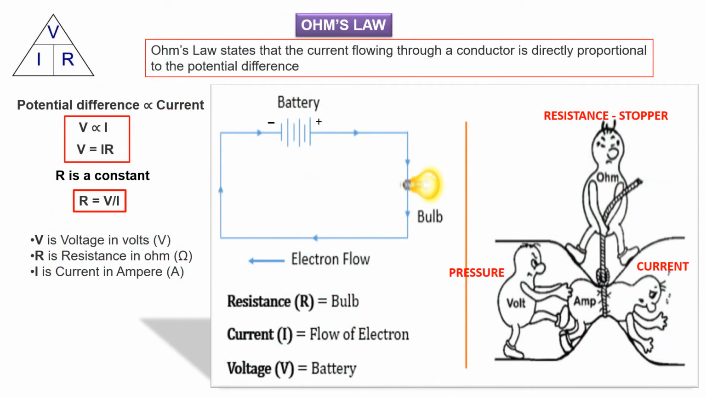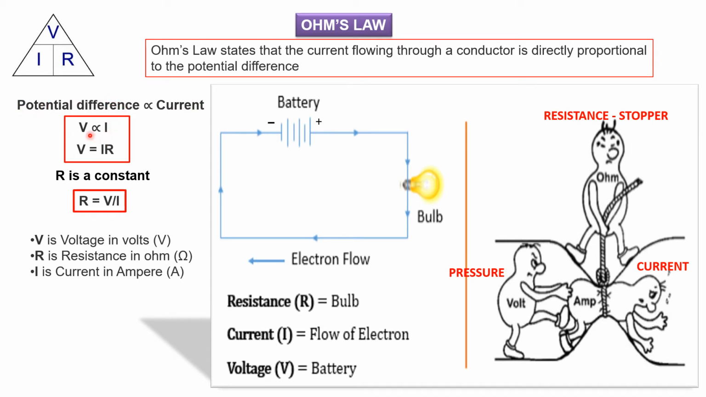Coming to Ohm's law. Ohm's law is a very easy one. Already you might be knowing. What does Ohm's law say? Ohm's law states that the current flowing through a conductor is directly proportional to the potential difference. Once again, I'll repeat. Ohm's law states that the current flowing through a conductor is directly proportional to the potential difference, or voltage.